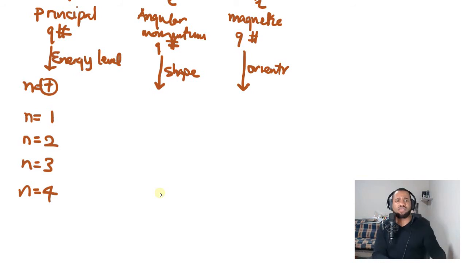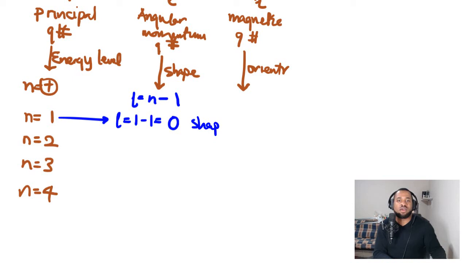In this particular case, we associate it using our specific formula, which is L is equal to n minus 1. Where n is equal to 1, L is equal to 1 minus 1, which is equal to 0, and it tells us the shape, which means that it is spherical. So we have a spherical shape.